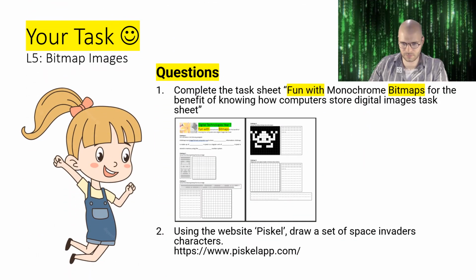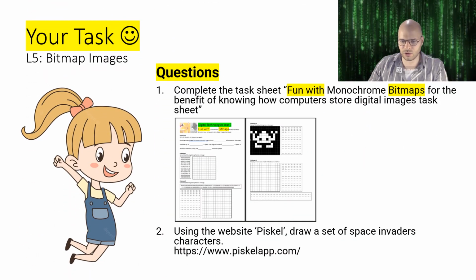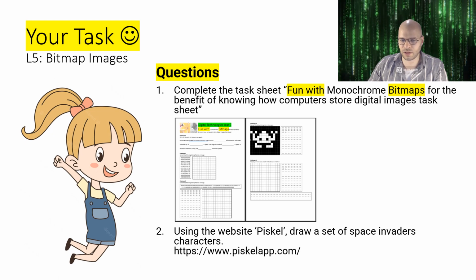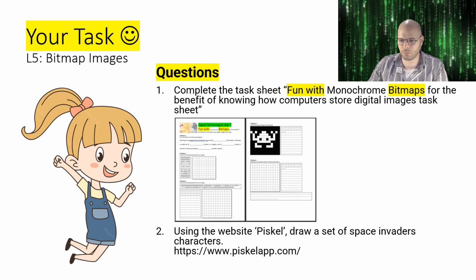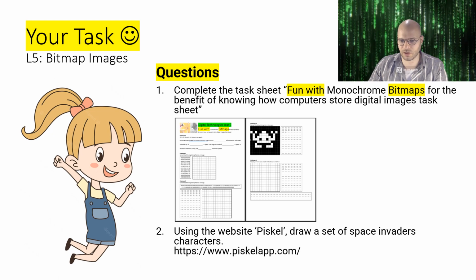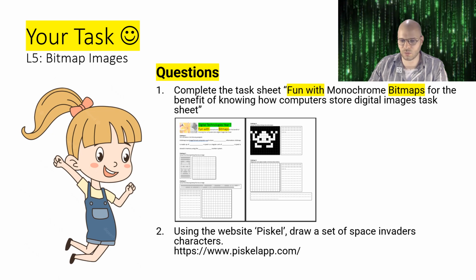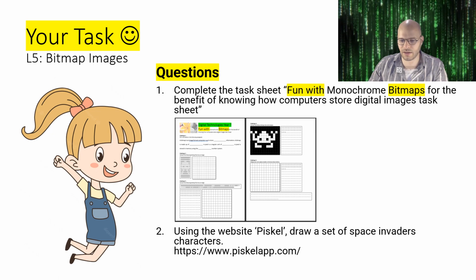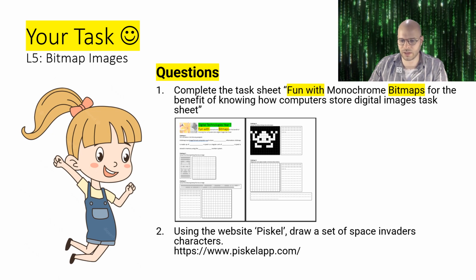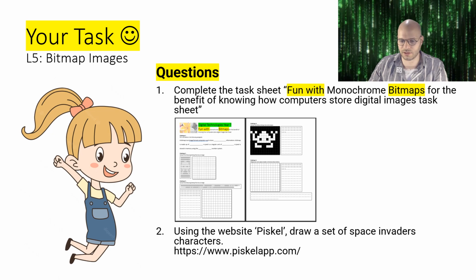to become proficient with today's learning, you have two tasks. The first one is to complete the task sheet, Fun with Monochrome Bitmaps, for the benefit of knowing how computers store digital images. This contains 1, 2, 3, 4, 5 individual questions. Complete all of these questions to become proficient.